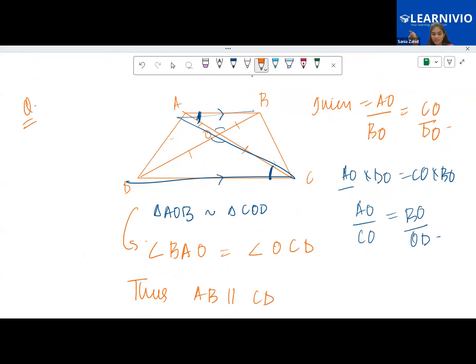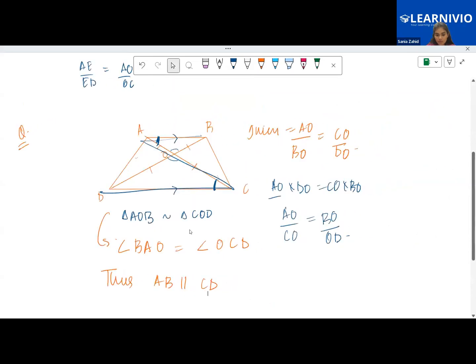Okay, this last point is incorrect. They are not corresponding angles, they are alternate interior angles, and also the name of the angles is correct. BAO it should be, and DCO it should be. Okay. So do you understand your mistake? Yes. Okay. Rest you did everything correctly.